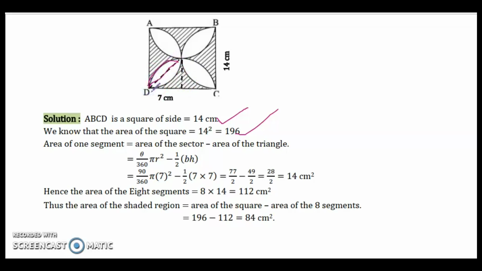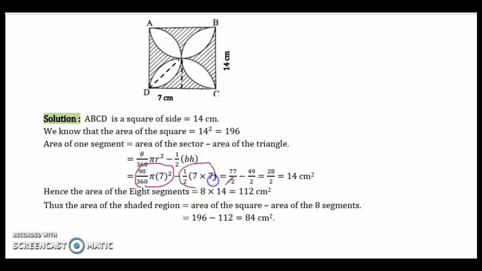Okay, what is the area of the segment? That is equal to the area of the sector minus the area of the triangle. Everybody knows the formula of this. Substitute all the quantities. Everybody is aware that theta is 90 degrees. Therefore, 90 divided by 360 into pi by 7 square.